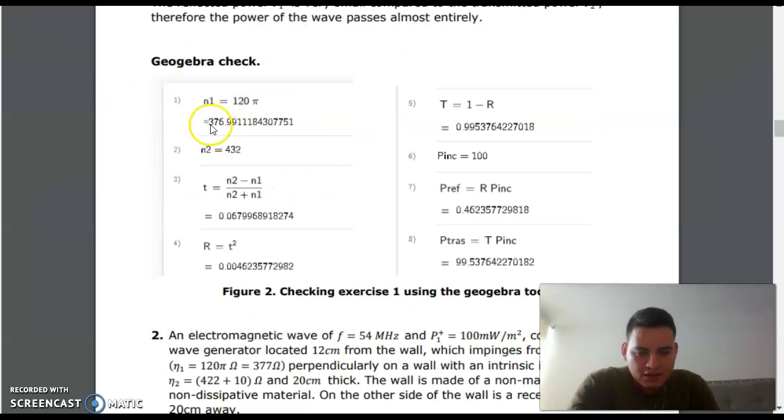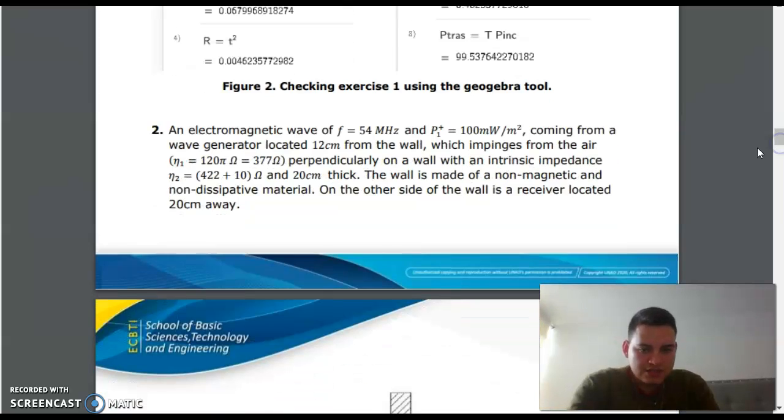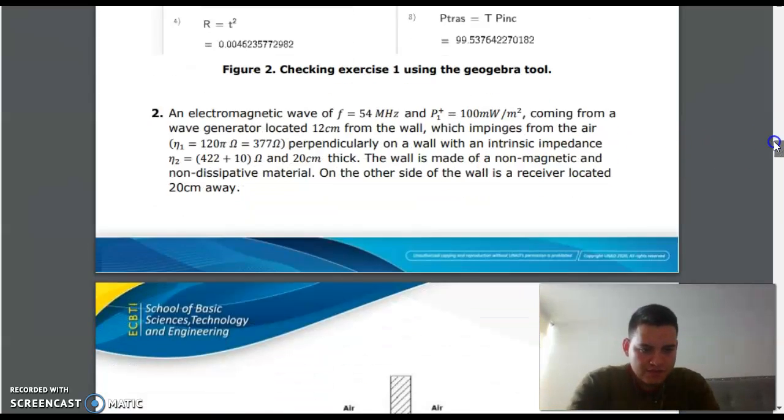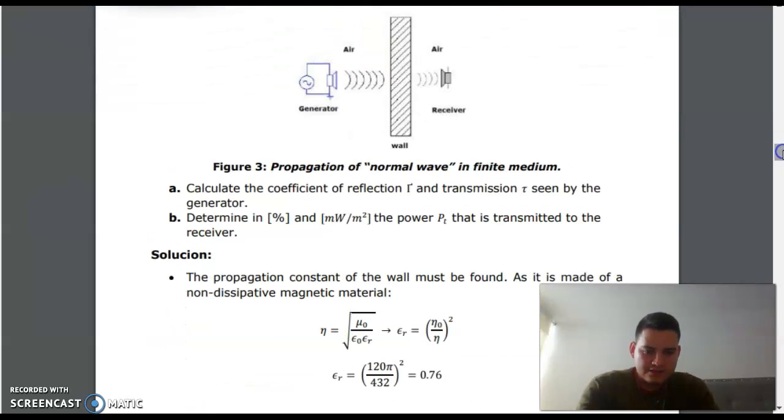I have the GeoGebra sheet. Figure 3: propagation of a normal wave in an infinite medium. Calculate and determine.